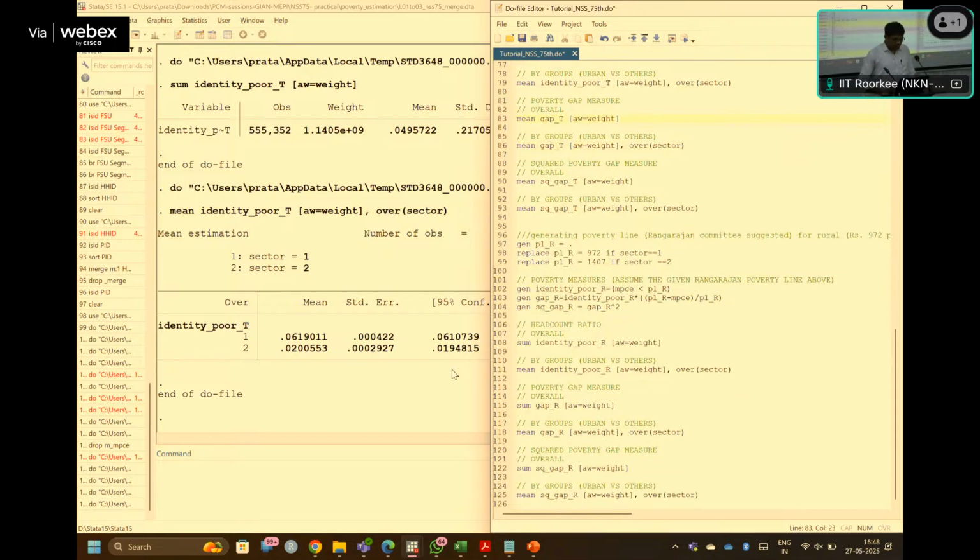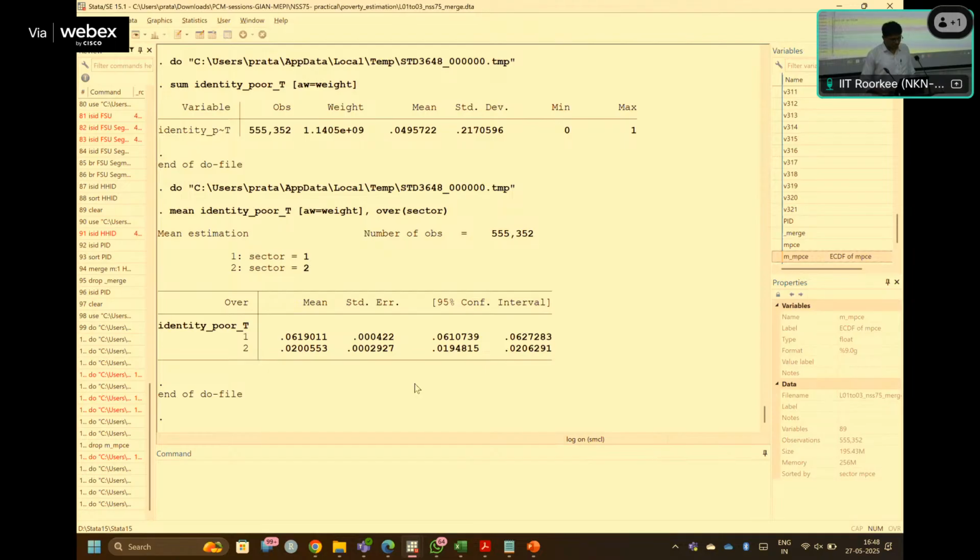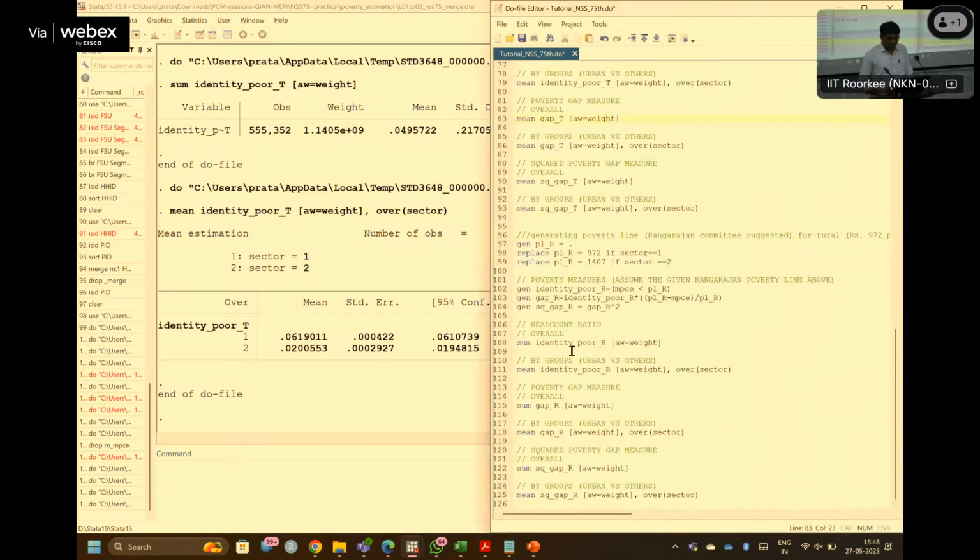Is the same coming? Okay. Is it working? Yes. It's working, but your commands are not there. Okay, so all the estimations are possible. Have you tried?